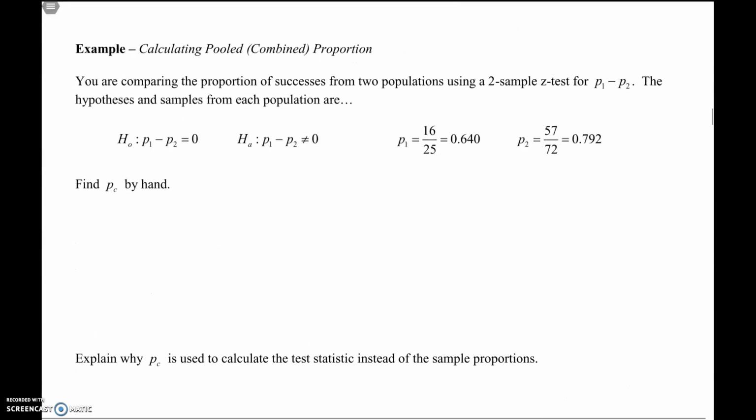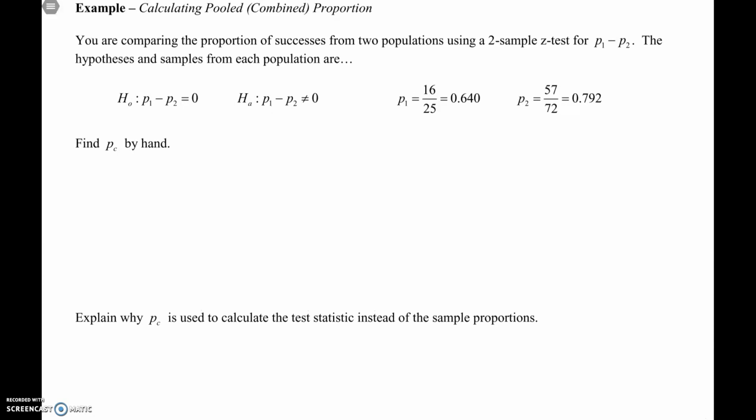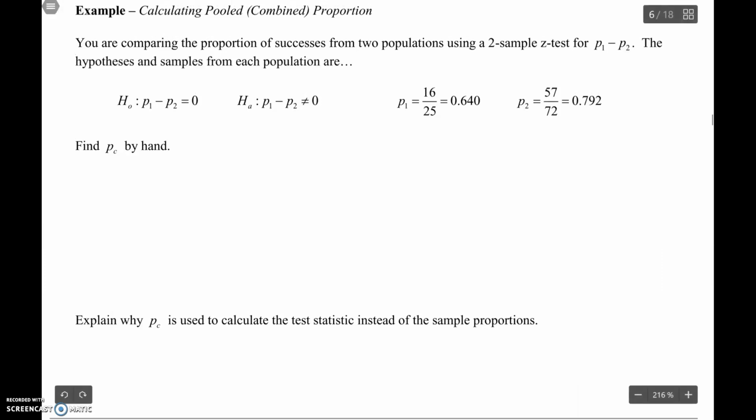All right, example. You are comparing the proportion of successes from two populations using a two-sample z-test for p1 minus p2. The hypotheses and samples from each population are, so here's our null and alternate. We're doing a two-sided alternate.